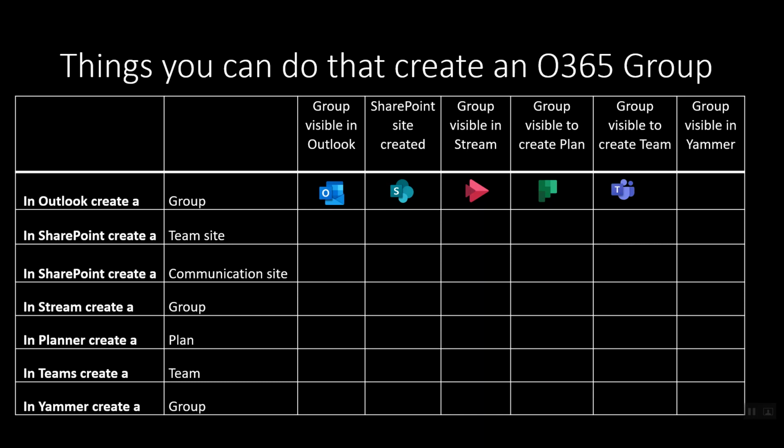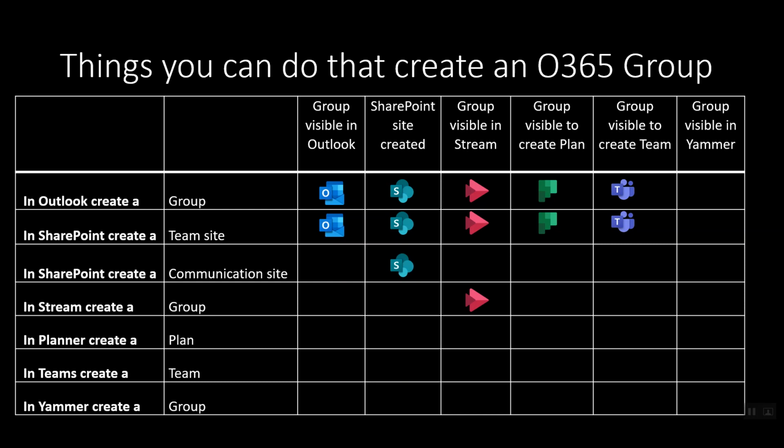In SharePoint, when you create a team site, it creates the Office 365 group, including the access from Outlook and Stream, and the options in both Planner and Teams to create a plan and the team, respectively. In SharePoint, if you create a communication site, you don't get a group because those sites are quite different. They're designed for publishing information rather than group collaboration.